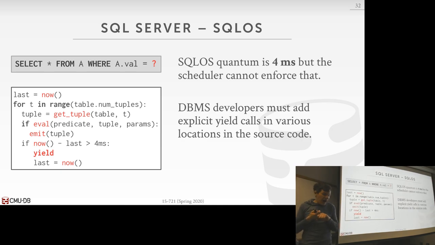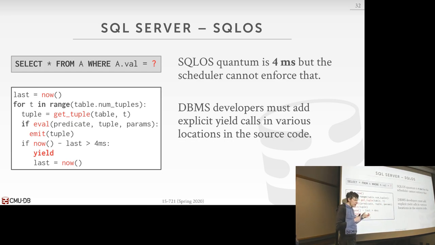As far as I know, nobody else does this with this SQL OS layer. This is something I want to do in our system because I think it'll benefit the self-driving stuff. The only other system that I know that does something similar is FaunaDB. They're not doing the same kind of fixed quantum size, it's not fixed, but they try to make it always 4 milliseconds.